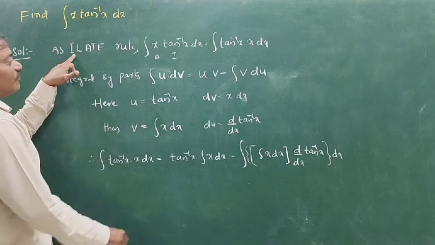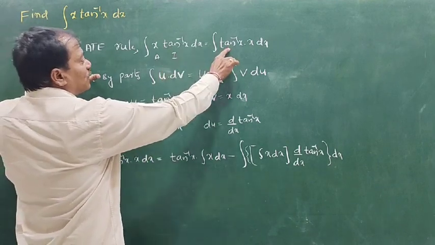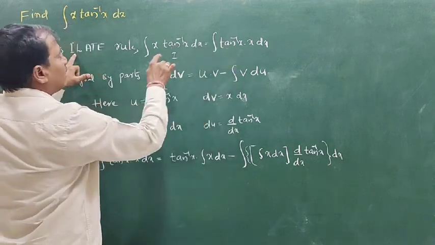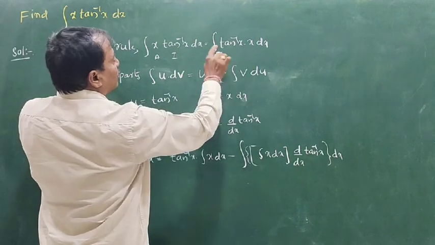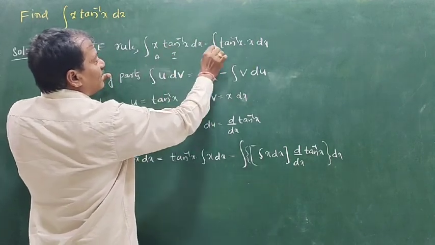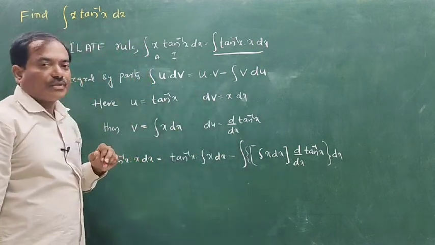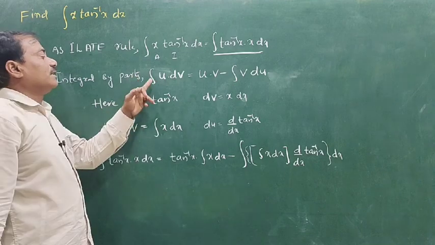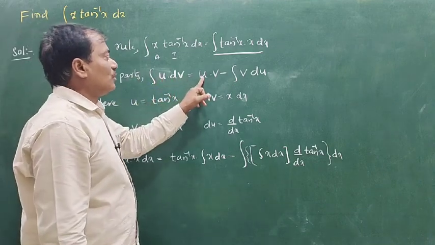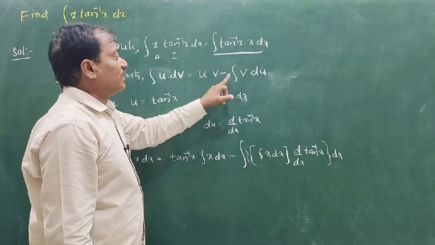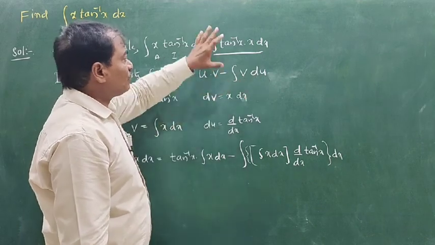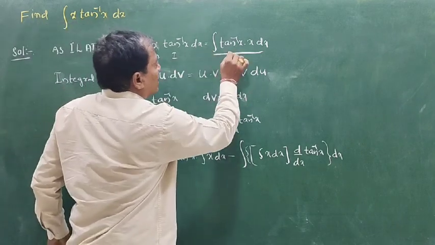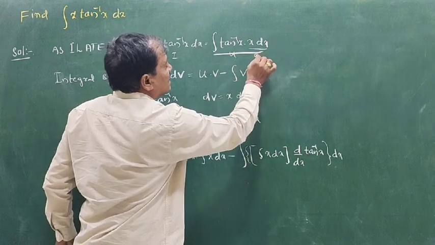By the ILATE method, the inverse trigonometric function comes first, so we consider this as the first function, and the algebraic function is the second function. So the given integral can be rewritten in this form. Now by integration by parts, we know that the integral of u dv equals u into v minus the integral of v into du. Here we compare u and dv.